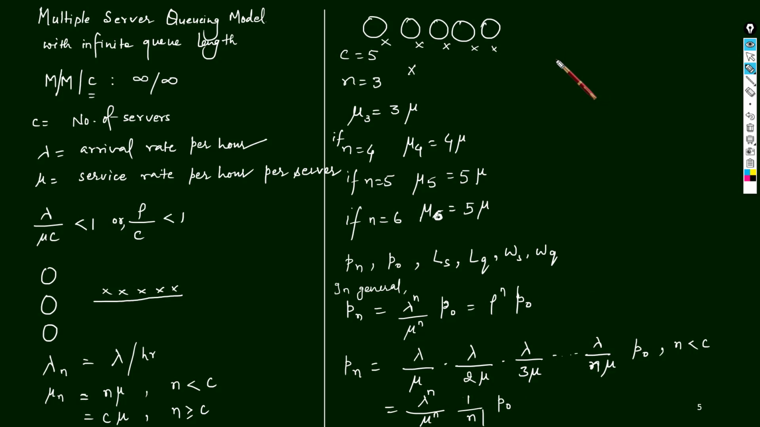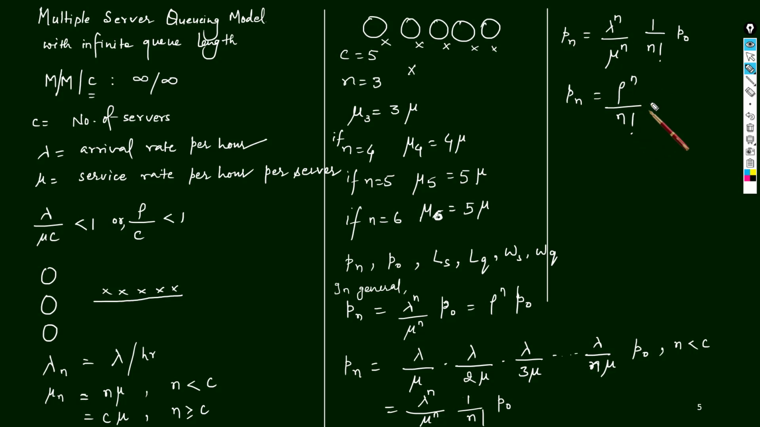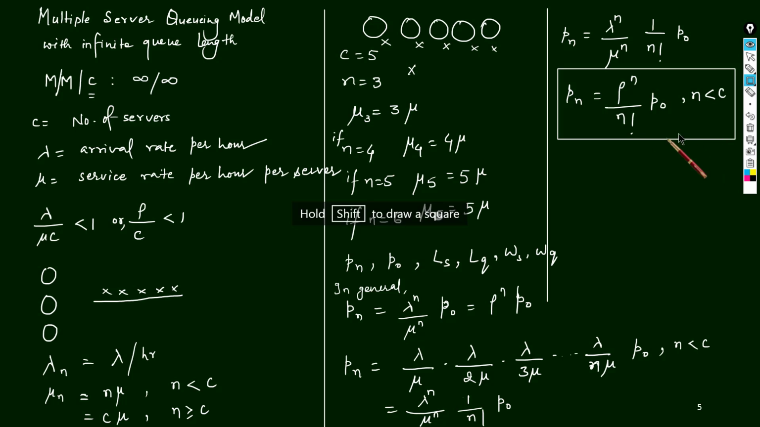So I'll write it here. Okay, look at this. So we can write Pn is equal to lambda to the power n over mu to the power n, 1 by n factorial into P0, or Pn is equal to rho to the power n divided by n factorial into P0 when n is less than c. So this is the formula that we have to remember. Clear?